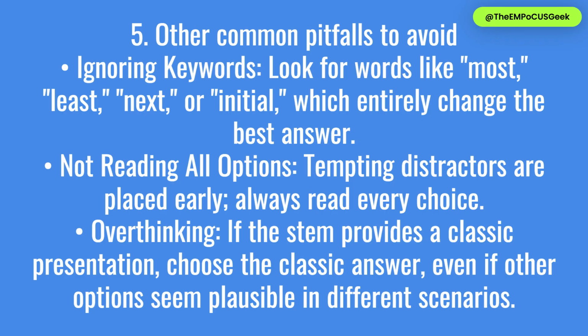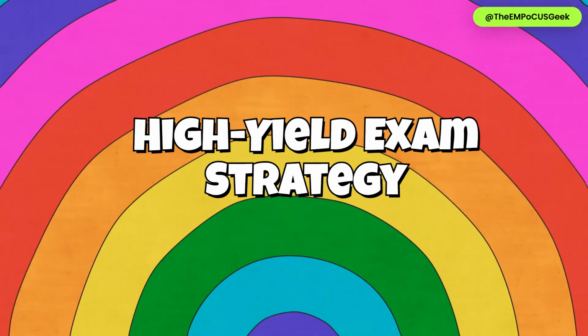Other common pitfalls to avoid. Ignoring keywords. Look for words like most, least, next, or initial, which entirely change the best answer. Not reading all options. Tempting distractors are placed early. Always read every choice. Overthinking. If the stem provides a classic presentation, choose the classic answer, even if other options seem plausible in different scenarios.